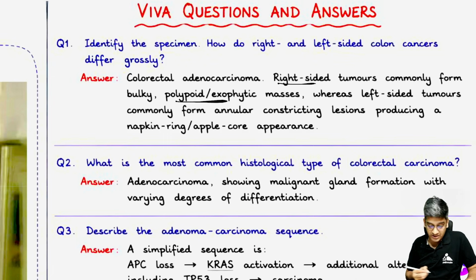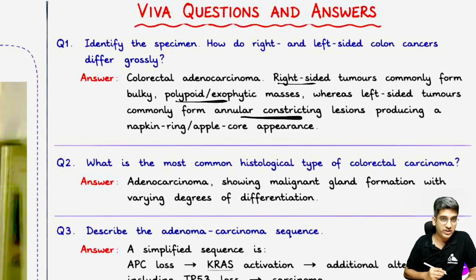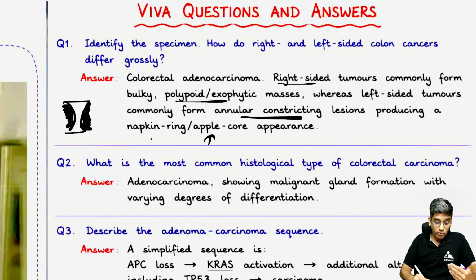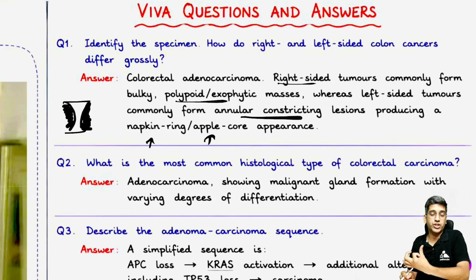And the left side tumors are generally infiltrative, annular, constricting, right? That's why you must have definitely read the term, let's assume this colon, an infiltrating mass in the left side of the colon. When you do a barium enema or a barium meal, you'll have an apple core lesion. That's very, very important. A napkin ring lesion because of the constriction.